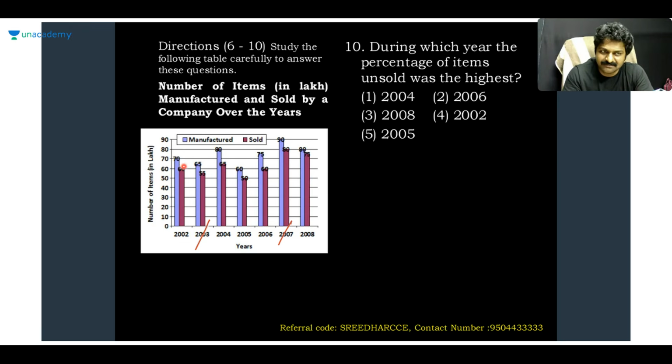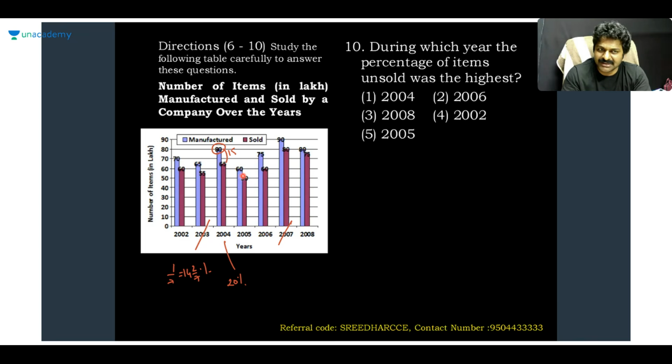70 becomes 60, so 10 unsold with respect to 70. We have to calculate unsold items percentage with respect to manufactured only. So unsold are 10 with respect to 70, which is 1/7. 1/7 in the sense 14 2/7 percentage. We know that point. And here 80, 65. Difference is 15. This is about 20%, because 10% is 8, 20% is 16, which is close to that. So in 2004, approximately 20%.